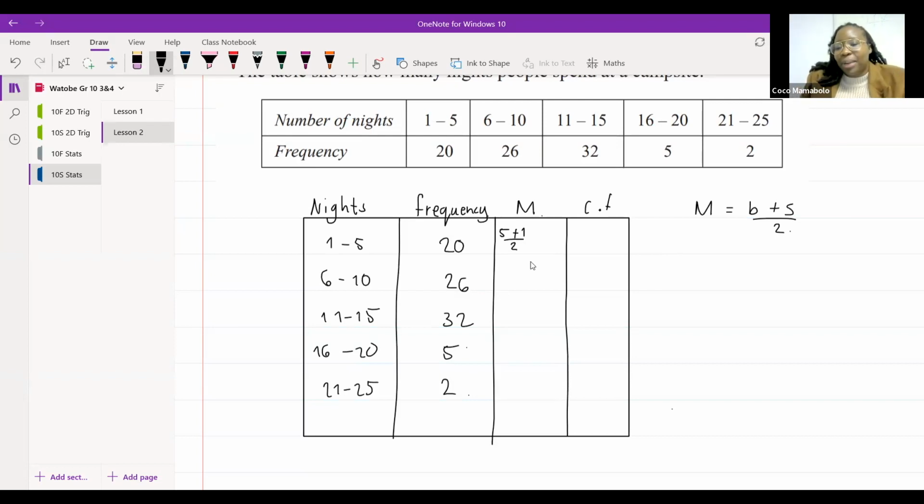Okay, good. 5 plus 1 divided by 2. So the midpoint of this would be 3 nights. Now I want you guys to do the same for the rest of them. 6 plus 10 divided by 2 will give me 8. 11 plus 15 is 26, and 26 divided by 2 is 13. And now I'm just adding 2 to the last number. 18 and 21, this would be 23.